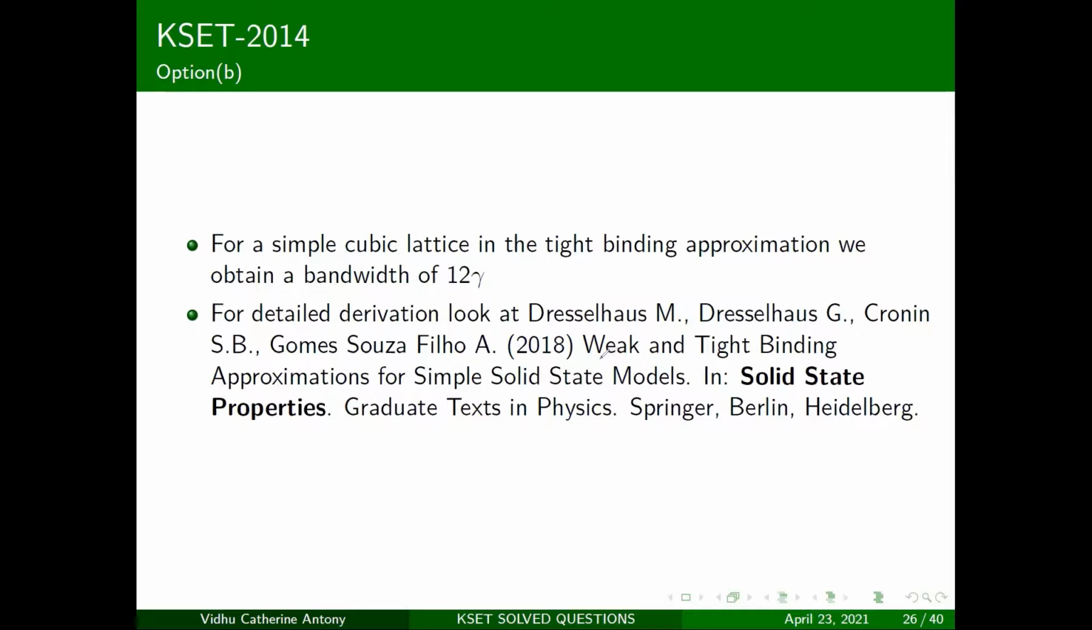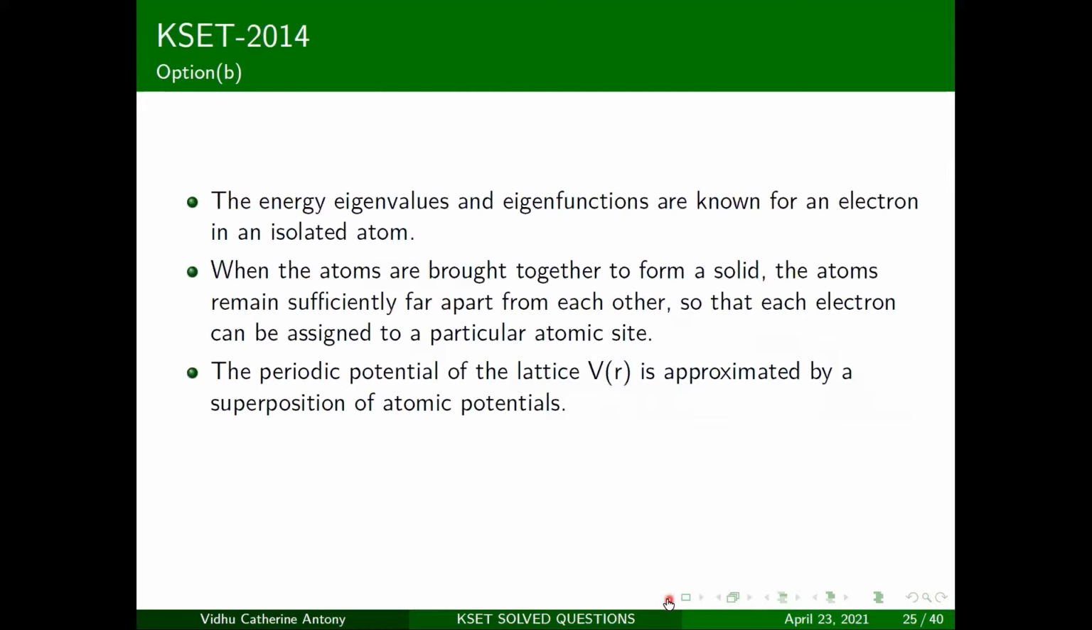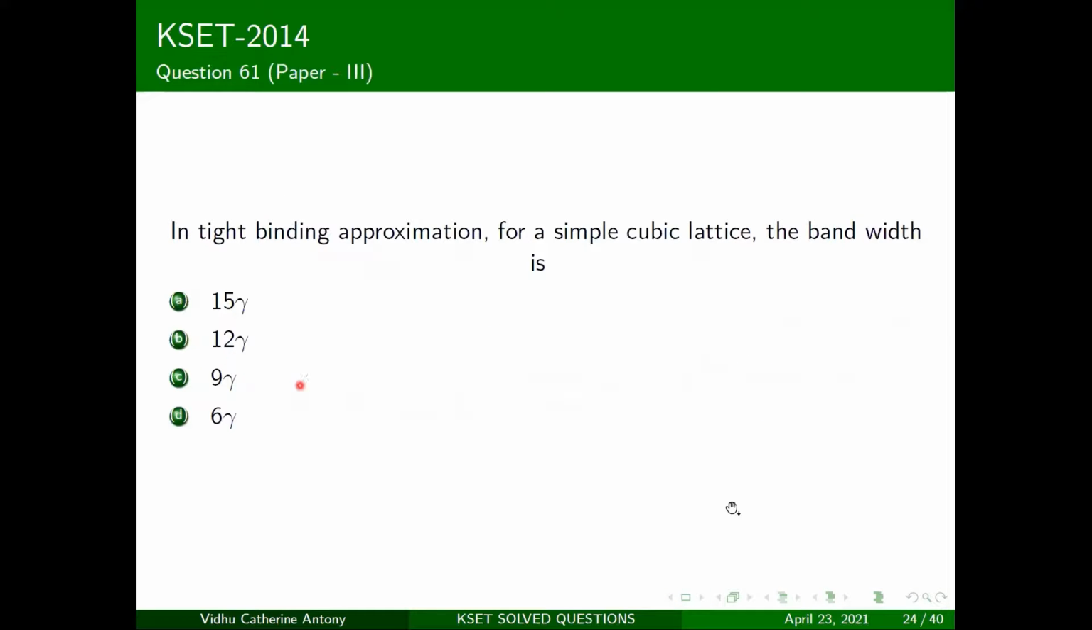So this is chapter 3, weak and tight binding approximations. In the tight binding approximation section is where you will find this derivation for your simple cubic lattice. And it's not just for the simple cubic lattice, it's for all the other different types of lattices that you have. So what is the option? It's option B, 12 gamma, that you have here.